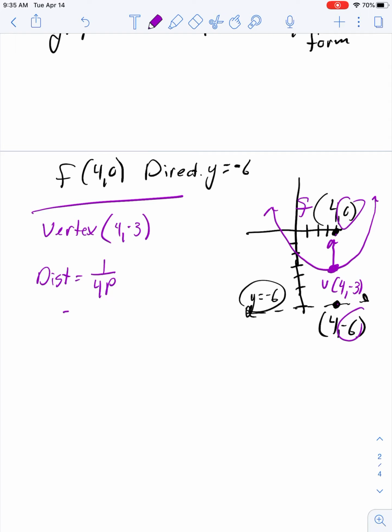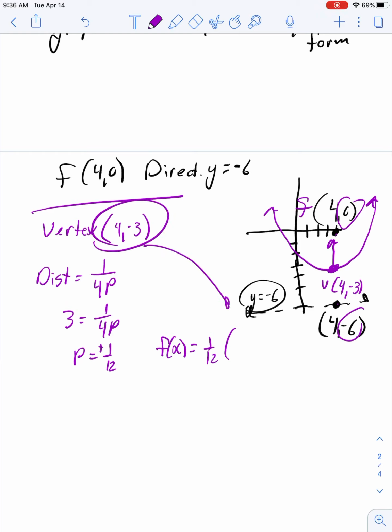So in this case, the distance is 3 equals 1/4p, and therefore p is 1/12. And it would be positive because it's going around it. So if it's going down, it'd be negative. So therefore, in vertex form, my function f of x would be 1/12 times x minus 4 squared minus 3. And there you have it.